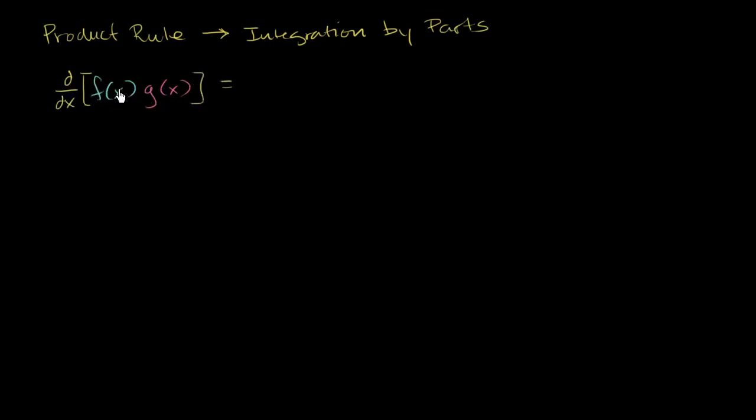It's going to be the derivative of the first function times the second function. So it's going to be f prime of x times g of x, plus the first function, f of x, times the derivative of the second. This is all a review right over here. Derivative of the first times the second function plus the first function times the derivative of the second function.